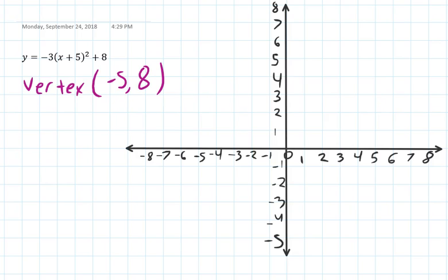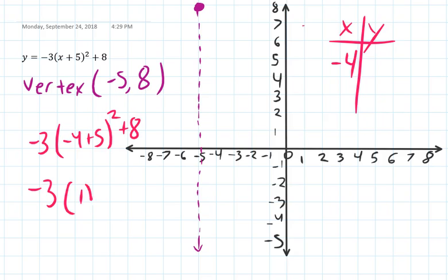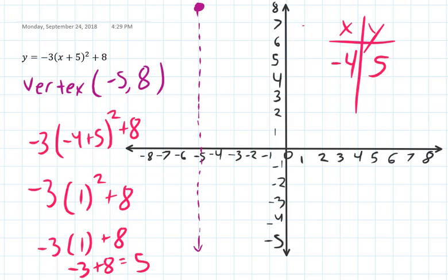Now, my vertex is going to be negative 5, positive 8. If I plot negative 5, positive 8, that's there. I know my axis of symmetry is x equals negative 5, a vertical line through the vertex. I plug in a few points near negative 5 to figure out what the graph looks like. Maybe I plug in negative 4. If I plug in negative 4, I'm going to have negative 3 times negative 4 plus 5 squared plus 8. Negative 3 times 1 squared plus 8. Negative 3 times 1 plus 8. Negative 3 plus 8 is 5. So negative 4, 5 is on my graph. I must also have this point by mirror symmetry. So my graph is going to look something like this.